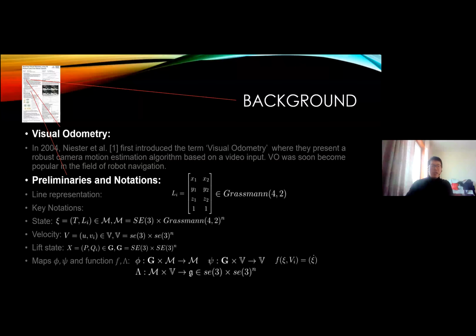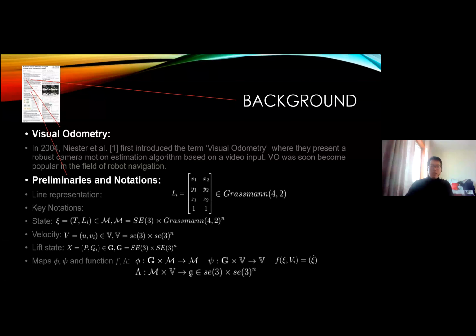So for the background of visual odometry, since GPS does not work in outer space, visual odometry was first designed for outer space navigation, especially for the Mars rovers. Back then, visual odometry was first named ego motion estimation, where ego motion means the 3D camera motion within a certain environment. In 2004, Nister and his colleagues first introduced the term visual odometry, where they presented a robust camera motion estimation algorithm based on the video input. And visual odometry soon became popular in the field of robot navigation.